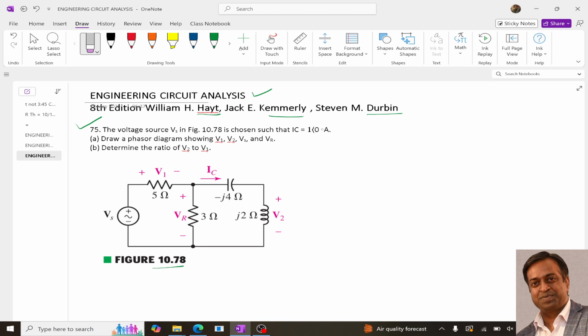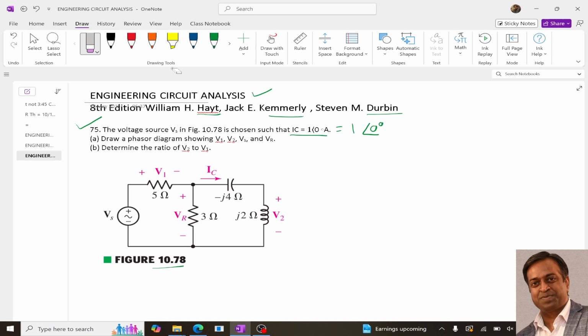The question says that IC is given as 1 angle 0 degree, and we need to draw a phasor diagram for V1, V2, Vs and VR, and also determine the ratio of V2 and V1. Since the circuit is represented with impedances, and impedances are treated exactly in the same way as we analyze resistors.